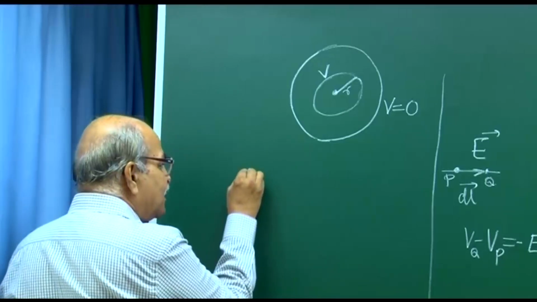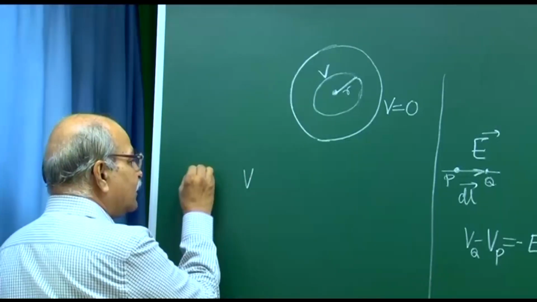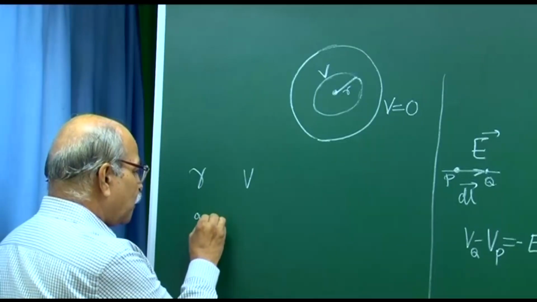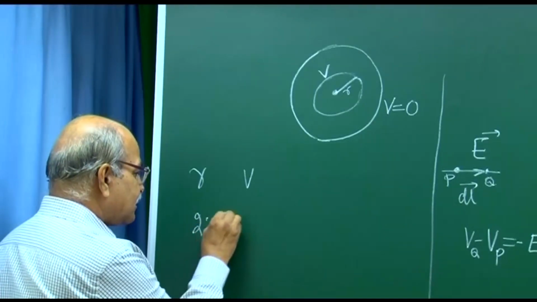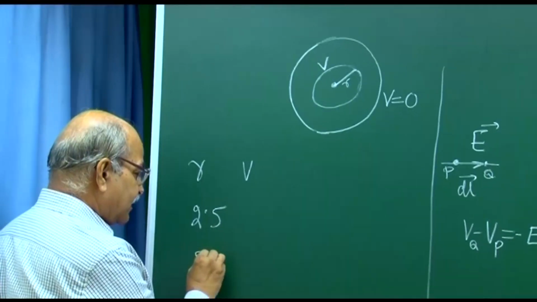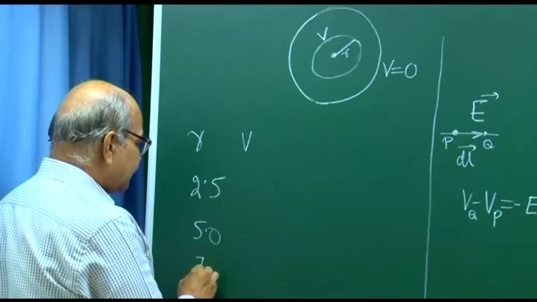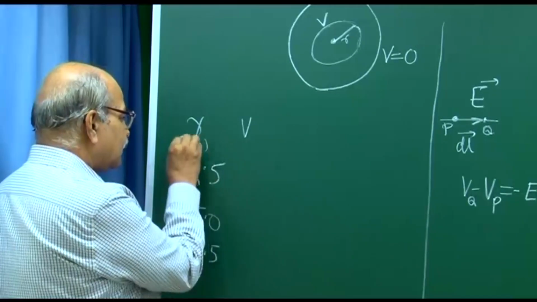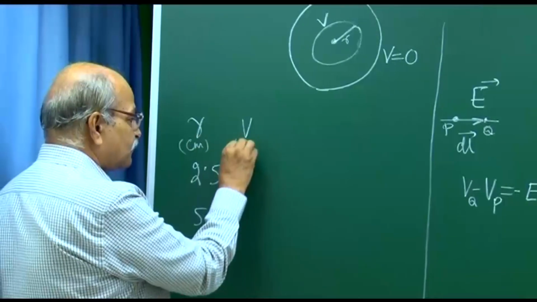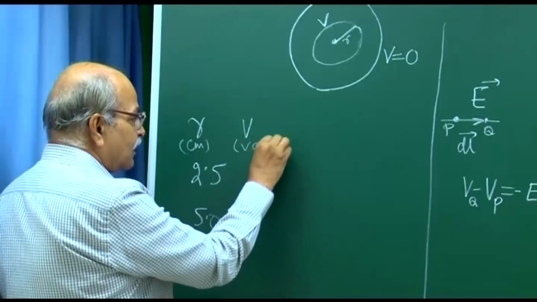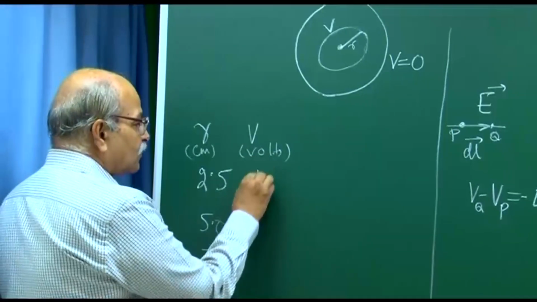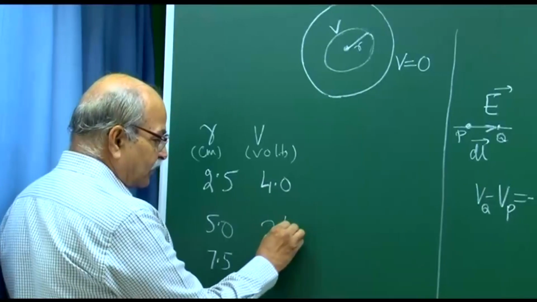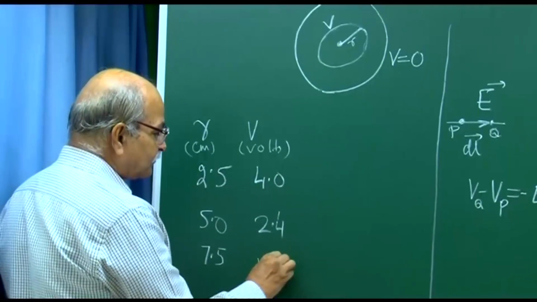So, if I write V here and R here, we had three values, 2.5 centimeters, then 5 centimeters and 7.5 centimeters. So, R is in centimeters and V is of course in volts. And what were the values? Around 4, around 2.4 and around 1.3.